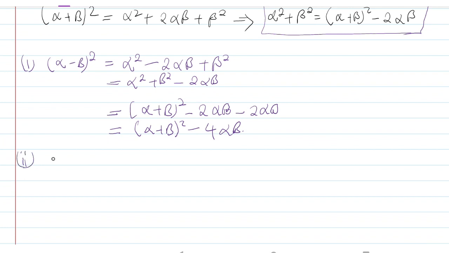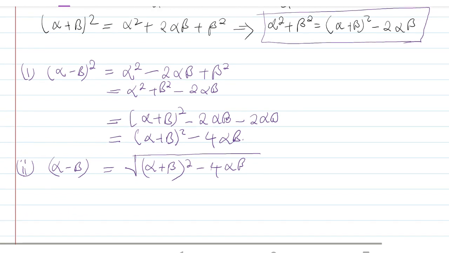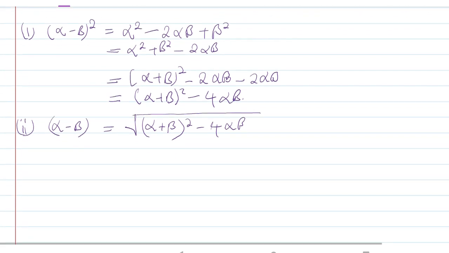Number two is alpha minus beta. Okay, so we already know what alpha minus beta squared is, which is alpha plus beta squared minus 4 alpha beta. So we're just going to take the square root of our previous expression. So remember, alpha plus beta is negative b over a, and alpha beta is c over a. All right.